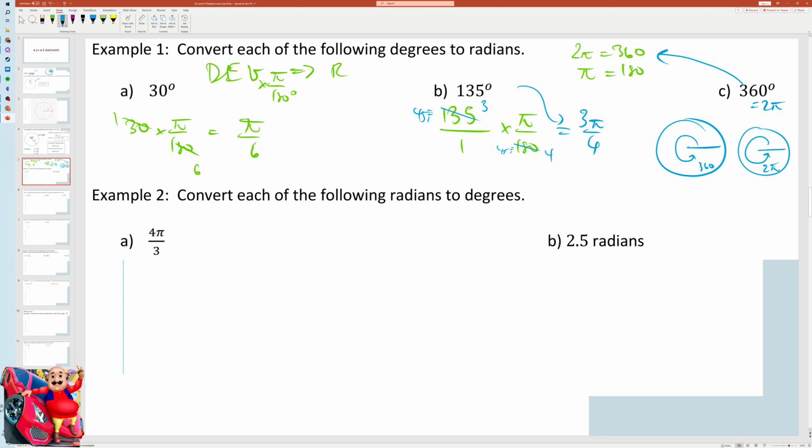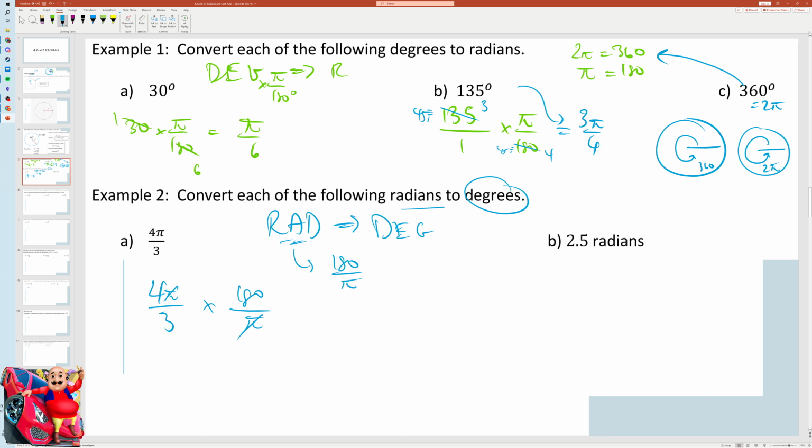Convert each of the following from radians to degrees. To go the other way around, from radians to degrees, we take our radian value and multiply by 180, but divide out the pi. Okay, so let's see that here. 4 pi over 3, we multiply by 180 and divide by pi. The pi's cleanly cancel, and the 3 will cancel out with the 180, leaving a 60 behind. 60 times 4 is 240 degrees.